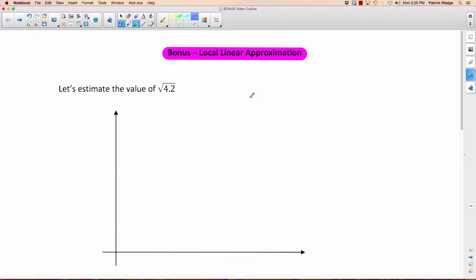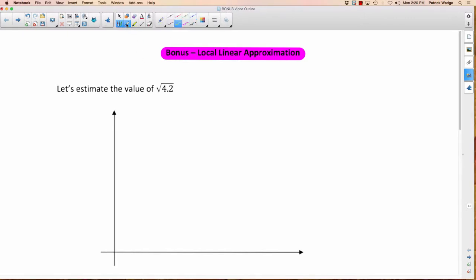So here's what we're going to do. We're going to estimate the value of the square root of 4.2. Now, you could probably do that right now. You know the square root of 4 is 2. This is a little bigger, so maybe you're going to say it's about 2.1 or something like that. That's a good estimate.